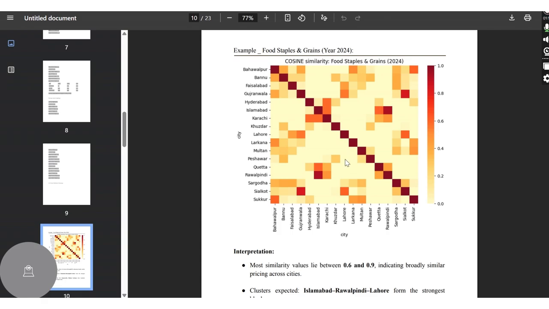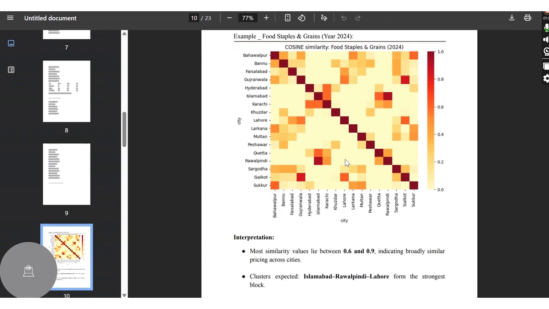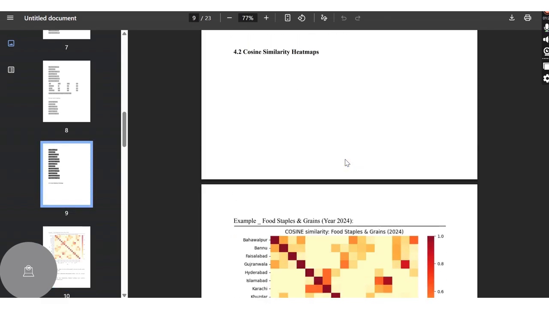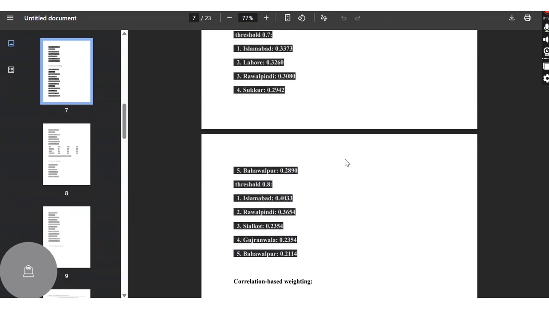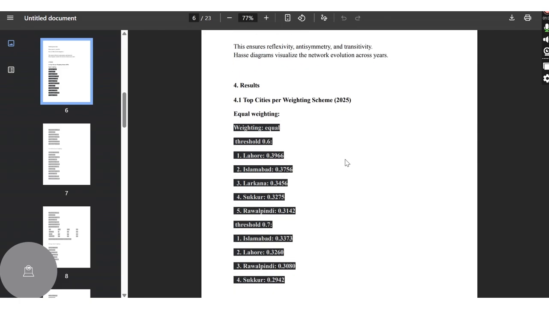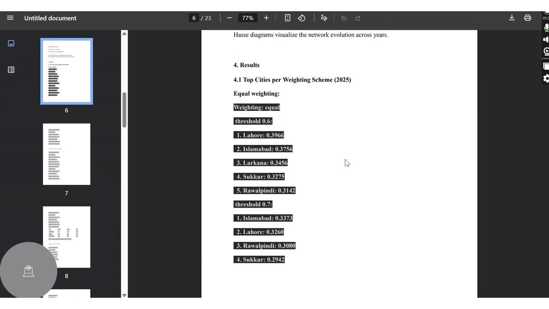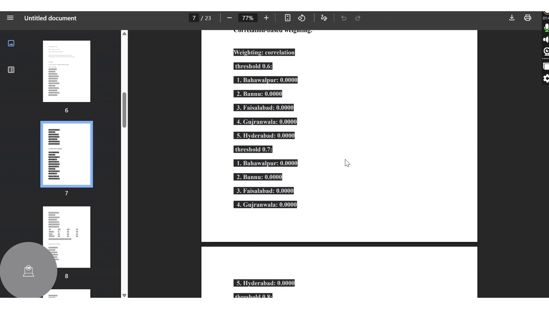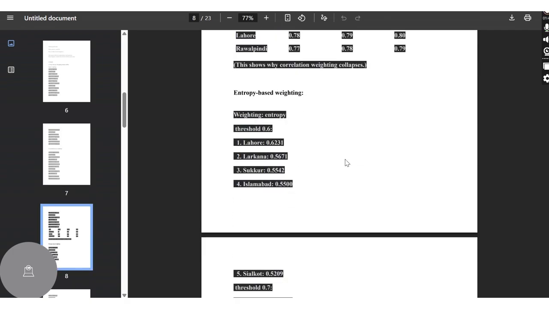Now if we go back and check, the next thing is comparing weighting schemes. Here I have the weighting schemes. First of all, we will compare the equal weighting. In equal weighting at the threshold of 0.7, top cities are Islamabad, Lahore, Rawalpindi, Sukkur and Bahawalpur, reflecting consistent similarity across categories. Now we move on to entropy based weighting.